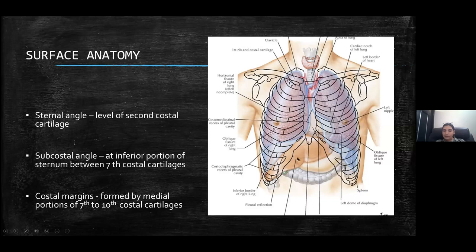Now, if you palpate the costal margin from the subcostal angle down, it is formed by the 7th to 10th costal cartilages. So by counting the intercostal spaces, one can easily palpate. In thin build patients, it's very easy to palpate. So what we harvest are mainly the 8th, 9th and 10th costal cartilages.